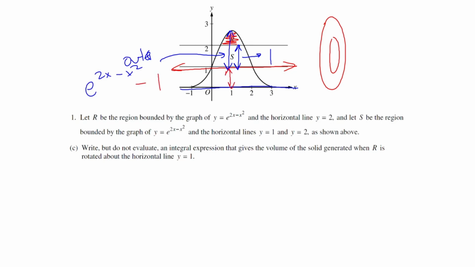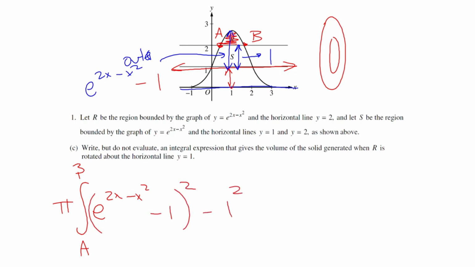And so our washer cross sections look like pi times the integral from the left bound to the right bound, which we defined earlier as a and b. So it's the integral from a to b of our outer radius, e to the 2x minus x squared minus 1, squared, minus our inner radius of 1 squared dx. And that should be your final answer.